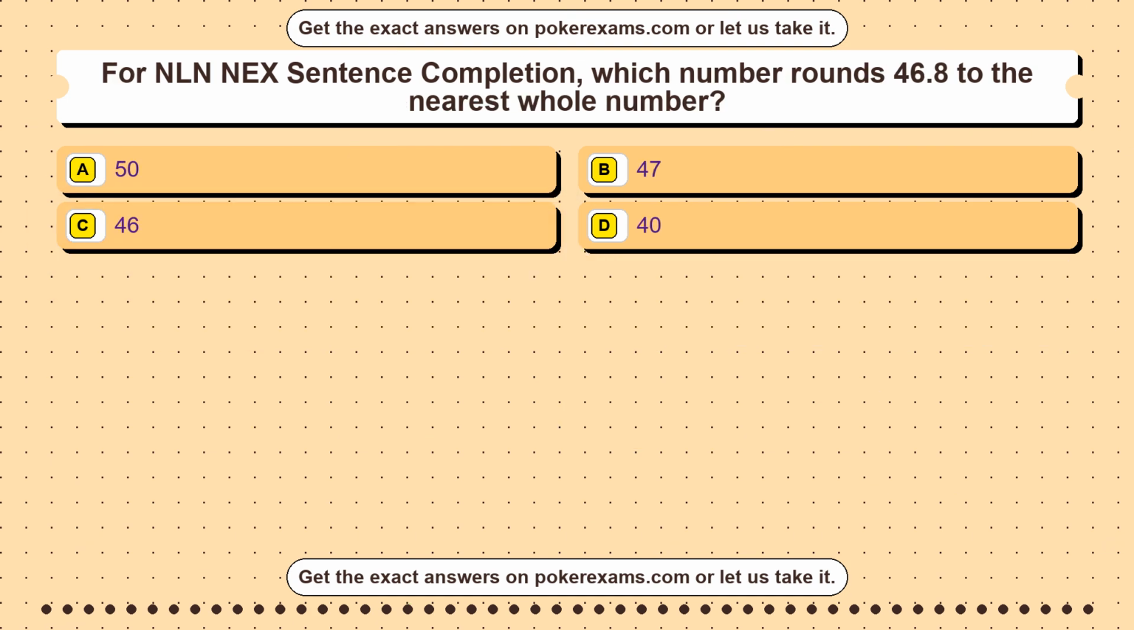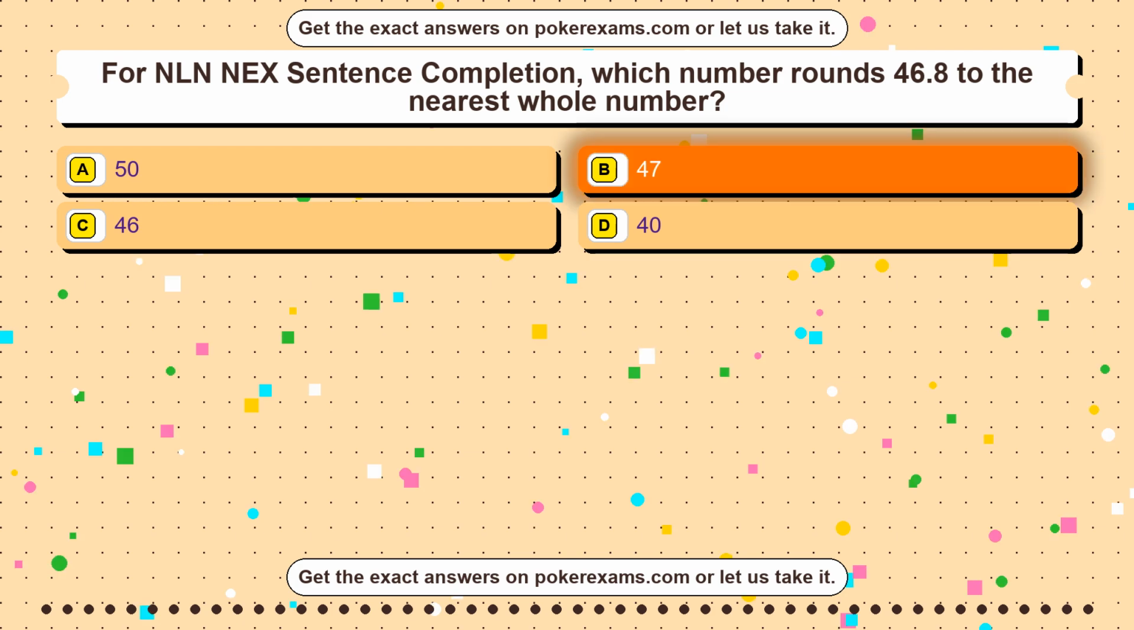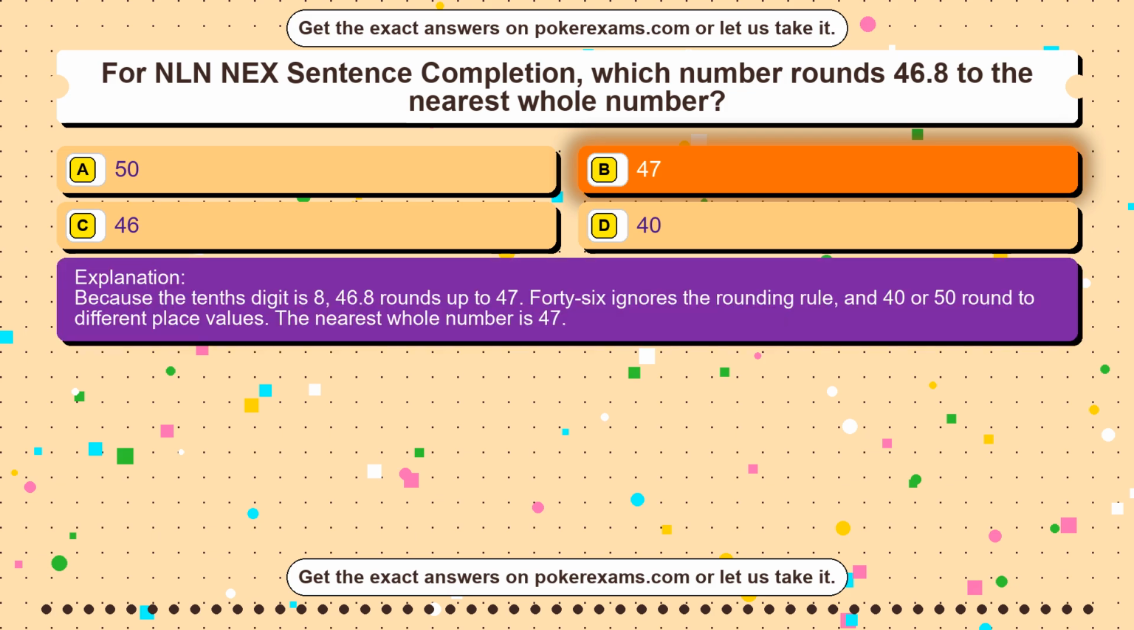Question 32. How should 0.25 be written as a fraction? Option A, 25/10. Option B, 1/4. Option C, 1/2. Option D, 2/5. The correct answer is option B. 0.25 equals 25/100, which simplifies to 1/4. 1/2 equals 0.5, 2/5 equals 0.4, and 25/10 equals 2.5. Simplifying decimals into fractions is a common GED skill.